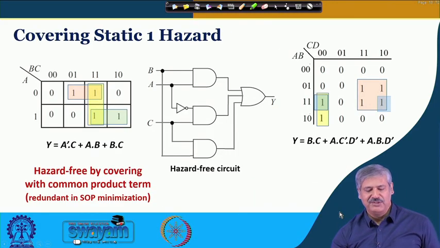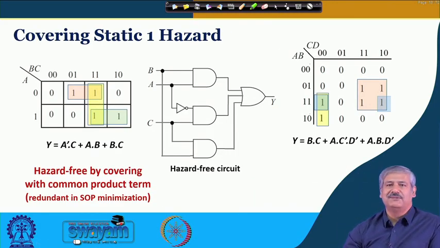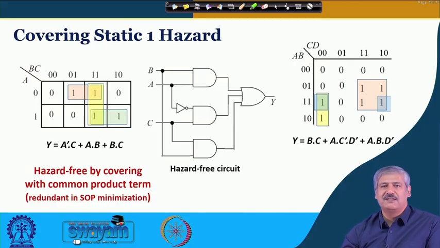But knowing that there is a static one hazard is not enough. We need to see that we are able to cover it, and the circuit does not have a hazard, because those negative going pulses or positive going pulses, in this case negative going pulse for static one hazard, might trigger certain events which are undesirable.